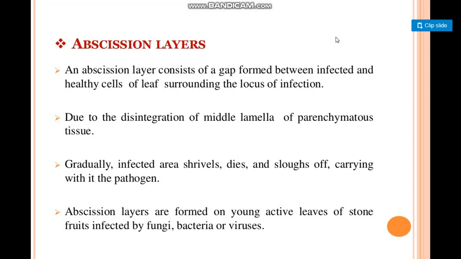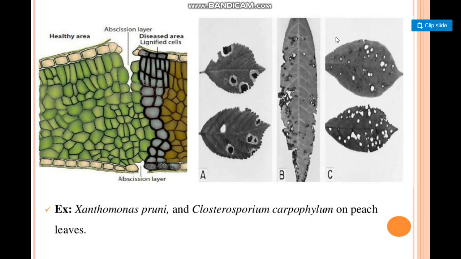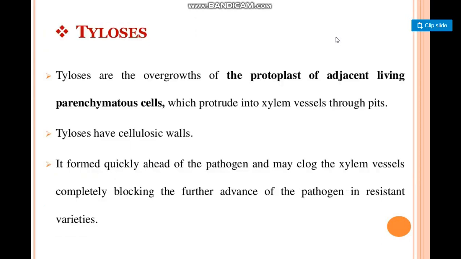The abscission layer consists of a gap between infected and healthy cells of leaves surrounding the locus of infection, due to disintegration of the middle lamella of parenchymatous tissues. Basically, that layer is found on young tissues. An example is Xanthomonas pruni and Clasterosporium carpophilum on peach leaf.